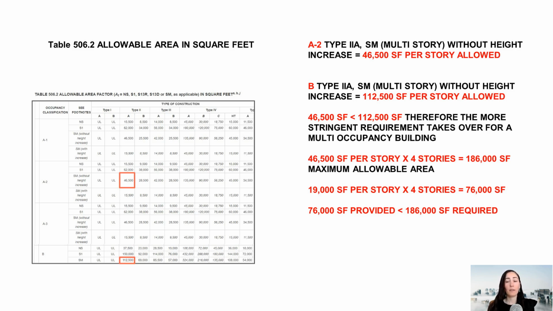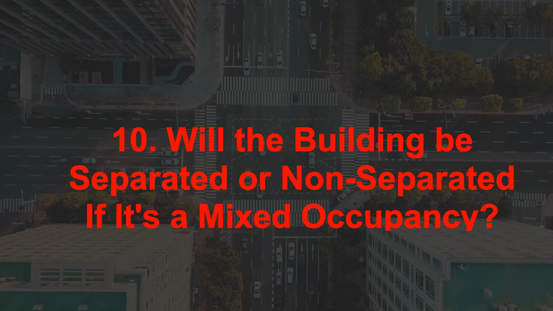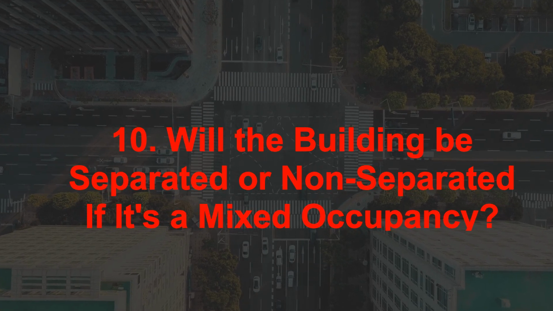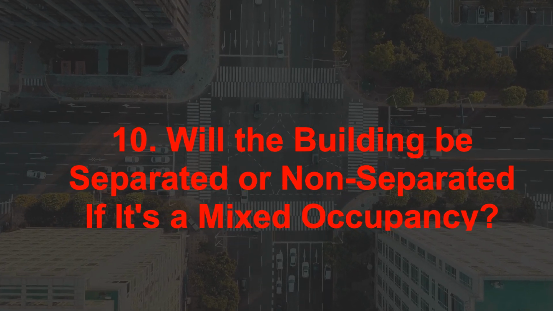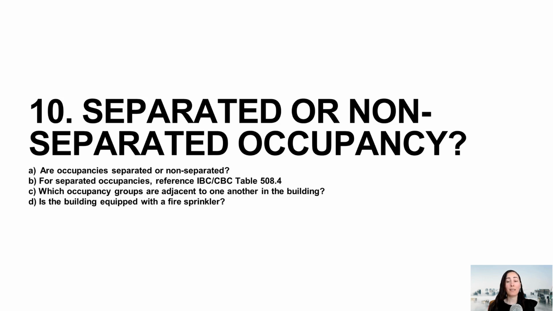And finally, the last step in this checklist is to determine the size of our building. If more than one occupancy is present, we need to determine whether it needs to be separated or non-separated. If you're unfamiliar with occupancy groups, I'll leave a link to that video here to help you better understand this step of our code analysis.